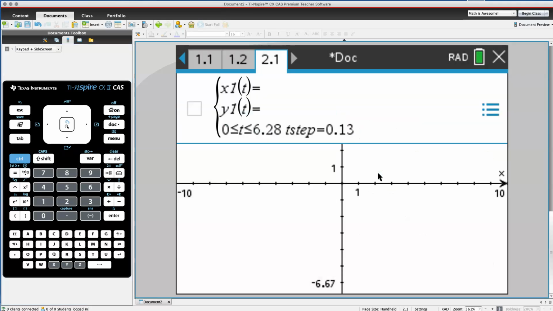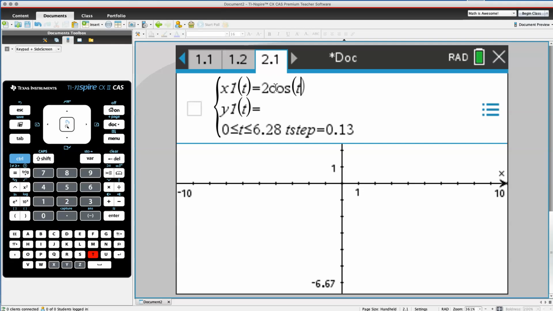And this time we're going to do 2 cosine of t for our x, and then we're going to do 4 sine of t for our y. I'm going to make sure that I'm in radian mode. Remember on your TI-Nspire, if you click on that, it'll automatically change you to degree, but we want to be in radian. And I don't know where my graphs went so quickly, so let's try that again.